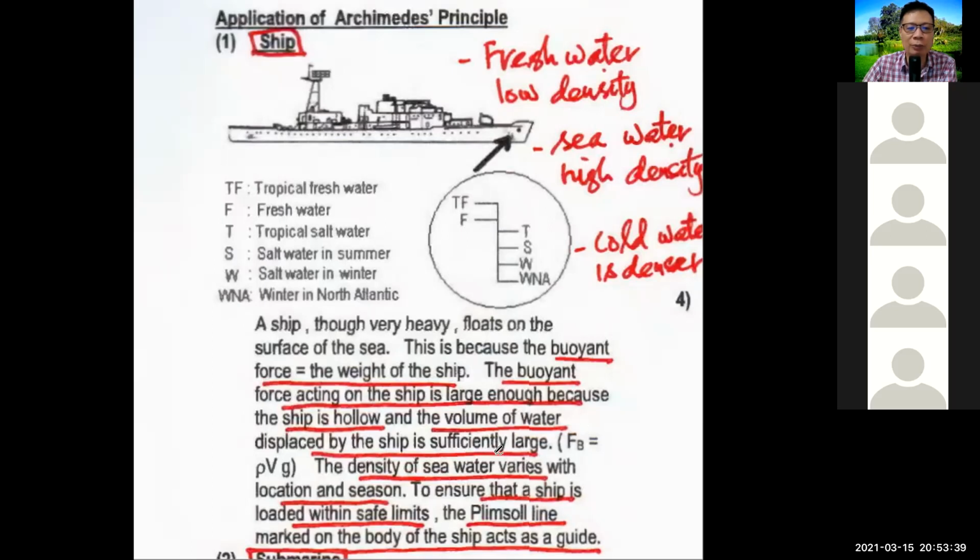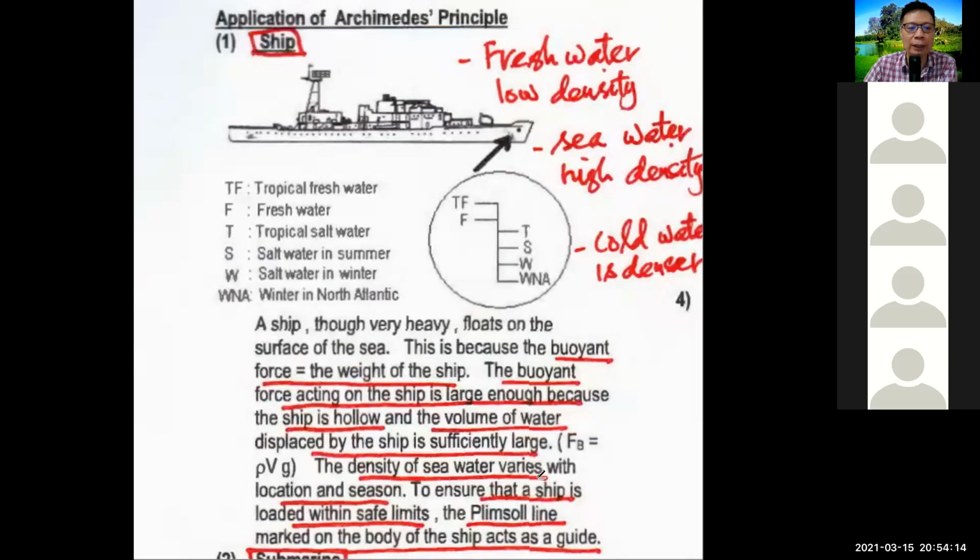The density of seawater also varies with the location and season. I see, the density of water also changes, right? According to location. For example, tropical country, cold country, the density is also different. And also based on the season, summer, winter, different, right? So remember now, the water around the globe has different densities based on location and season, okay?